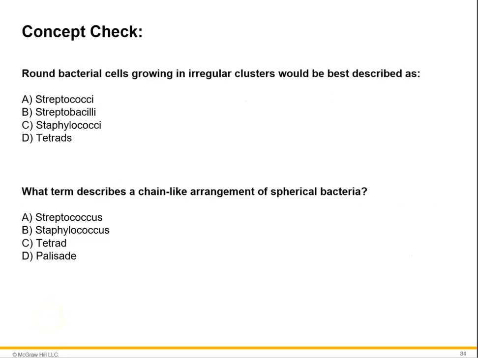Okay, question. Round bacterial cells growing in irregular clusters would best be described as, well, they're round, so you know it's going to be a coccus. And an irregular cluster is a staphyle, so we're looking for staphylococci. What term describes a chain-like arrangement of spherical bacteria? Spherical again, so we're working with cocci. Chain-like arrangement, so chain is going to be strep, okay? So streptococcus is the answer here.